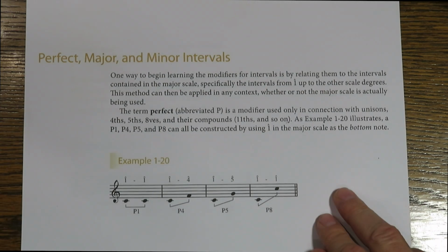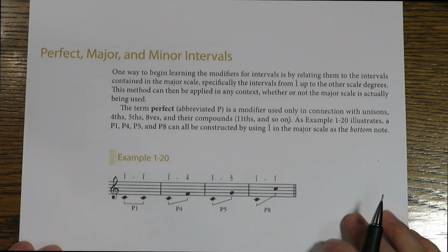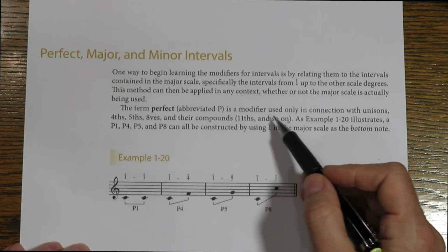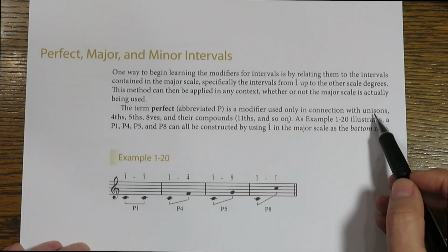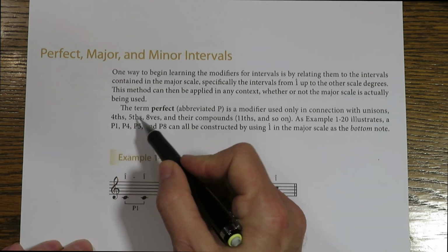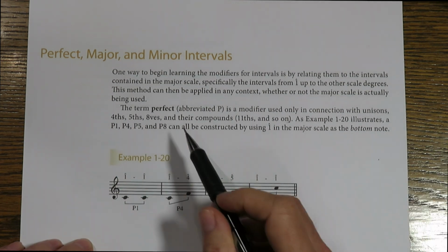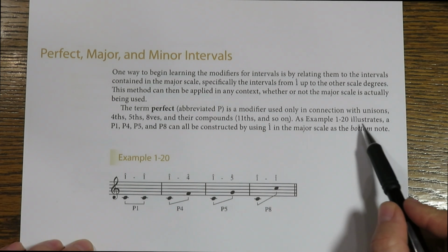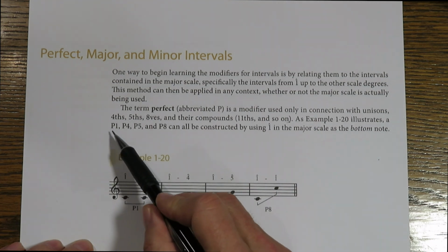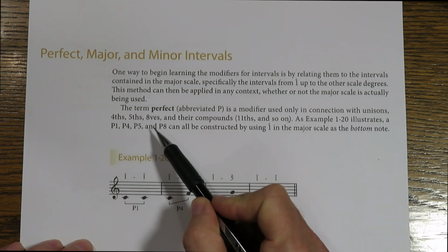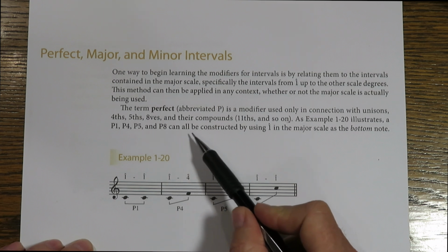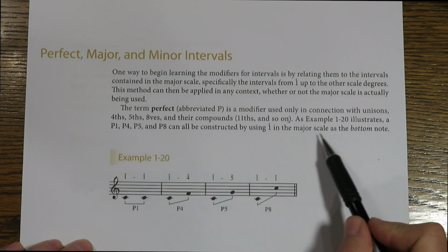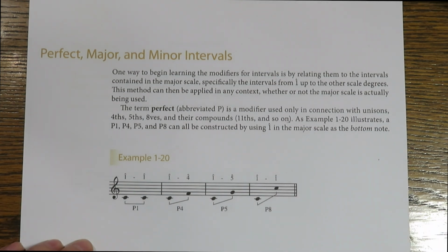Now, the term perfect, abbreviated with a capital P, is a modifier used only in connection with unisons, fourths, fifths, and octaves, and their compounds, elevenths, and so on. As example 120 illustrates, a perfect unison, perfect fourth, perfect fifth, and perfect octave can all be constructed by using scale degree 1 in the major scale as the bottom note.